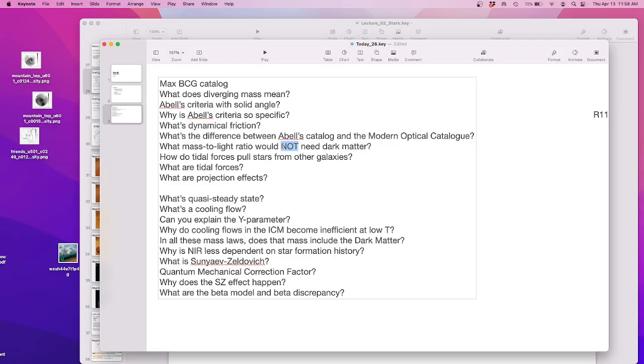300 means that the entire galaxy is made out of O stars, and you can tell that it's not because you'd be able to see that. So mass to light ratios of like 1 are what we really want to see. How do tidal forces pull stars from other galaxies? Let's talk about the tidal.